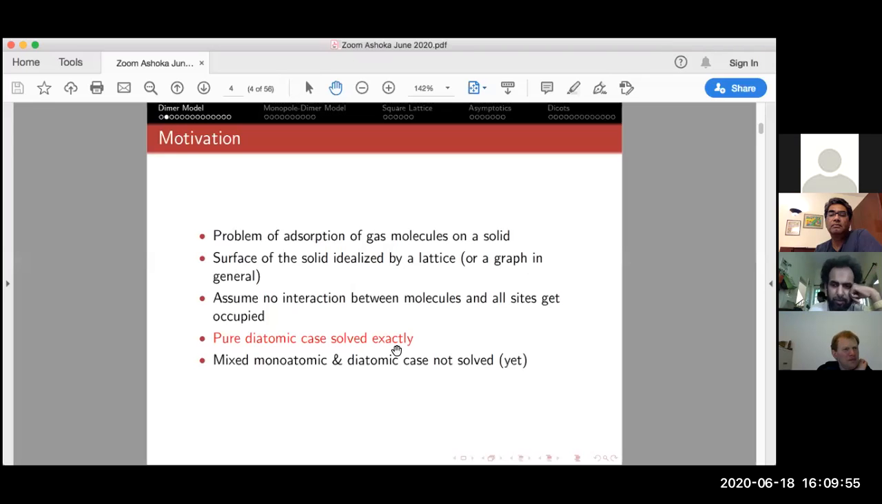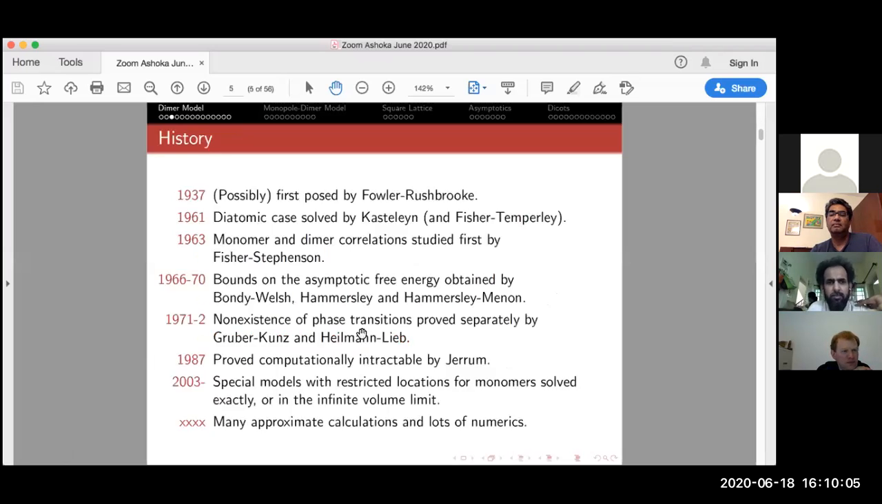I will explain the pure diatomic case, which is what, like, oxygen. And in the later part of the talk, I will motivate the mixed case. So there's some history. I think it's not clear who studied it first, but the earliest reference that I found was Fowler and Rushbrooke's book in 1937. In 1960, simultaneously, Michael Fisher and Temperley solved the problem for the square lattice.